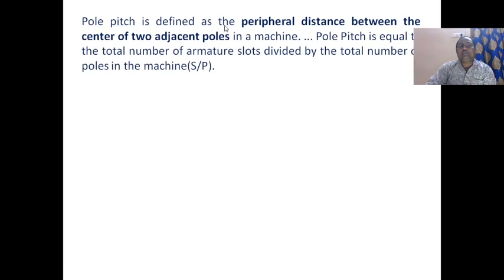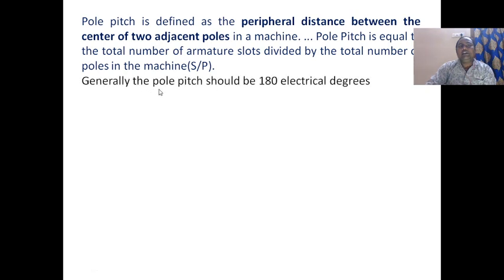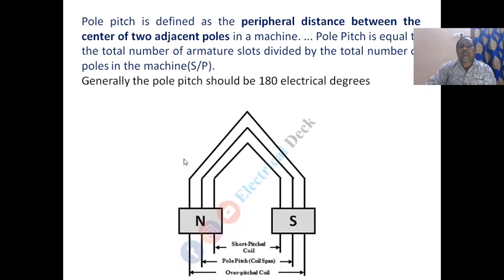Pole pitch is defined as the peripheral distance between the centers of two adjacent poles in a machine. Pole pitch is equal to the total number of armature slots divided by the total number of poles in a machine, that is S by P, the number of slots per pole. Generally, the pole pitch should be 180 degrees electrical. So this is the pole pitch, from the center of one pole to the center of another pole. From north to middle to south to middle, we call it the pole pitch.